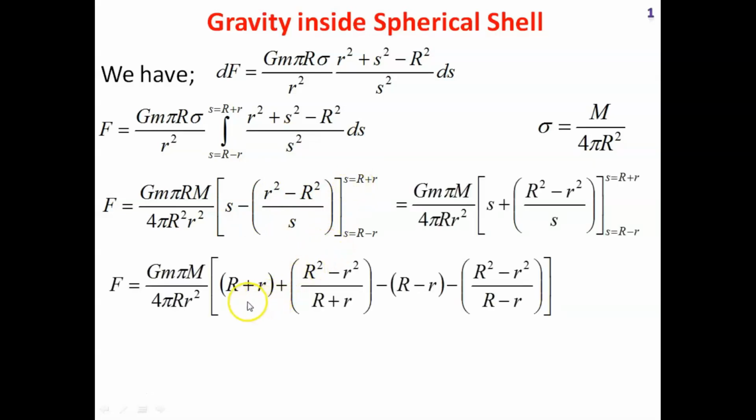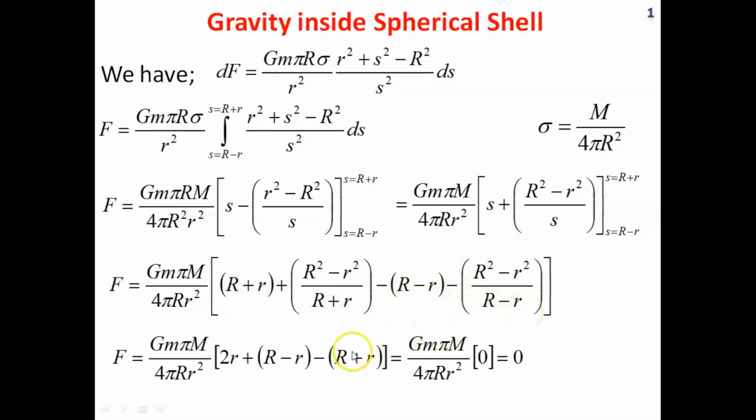After doing so, we obtained this equation. We have substituted s equal to R plus r, and then here in the denominator R plus r, minus the lower limit, capital R minus r, capital R minus r in the denominator. So we can simplify this equation and this amounts to 0. So gravitational force inside the spherical shell is not prevailing at all. Thank you for your patient listening.